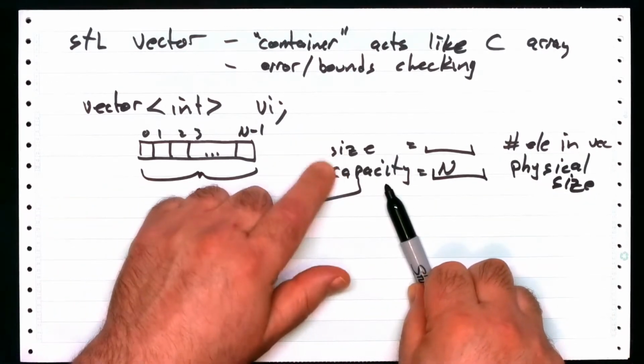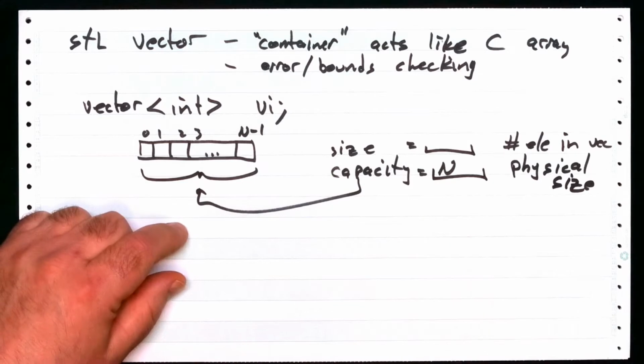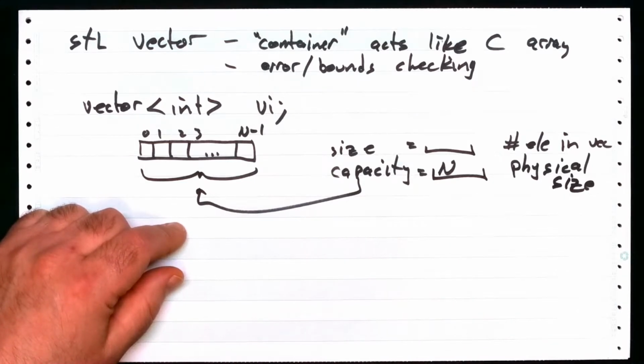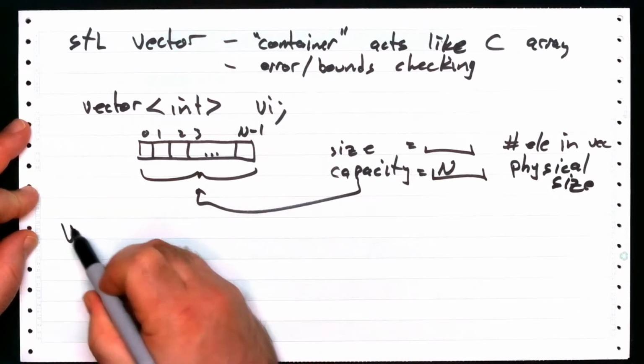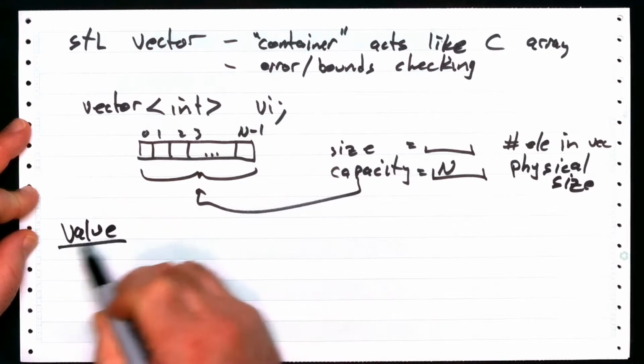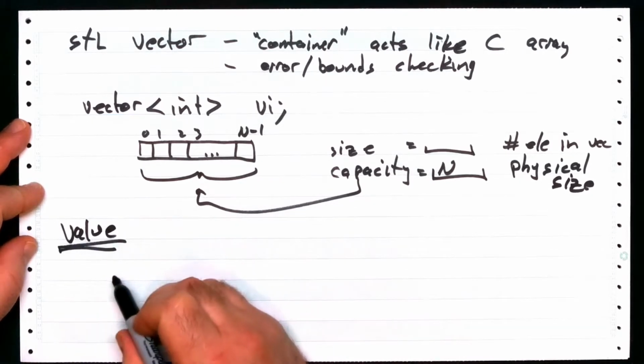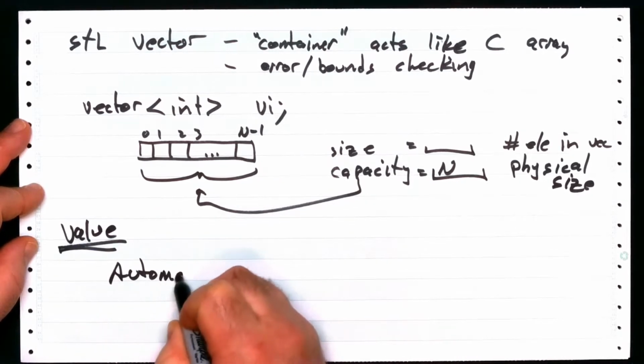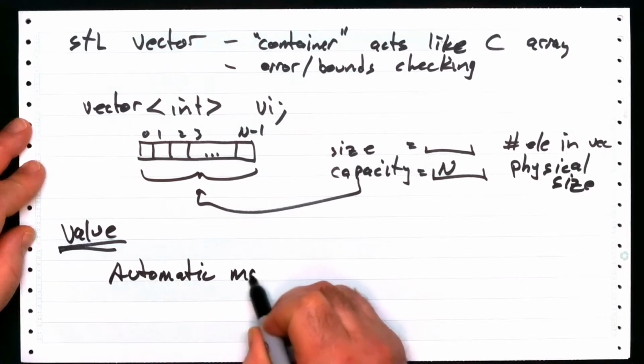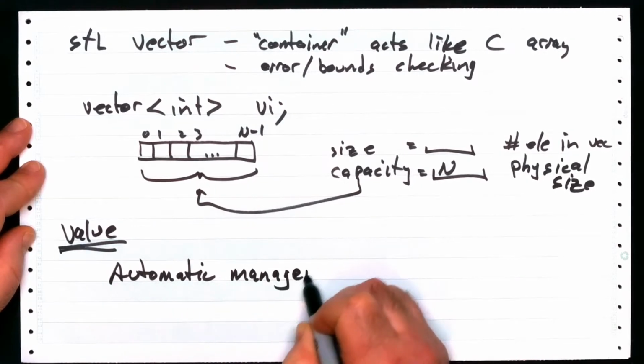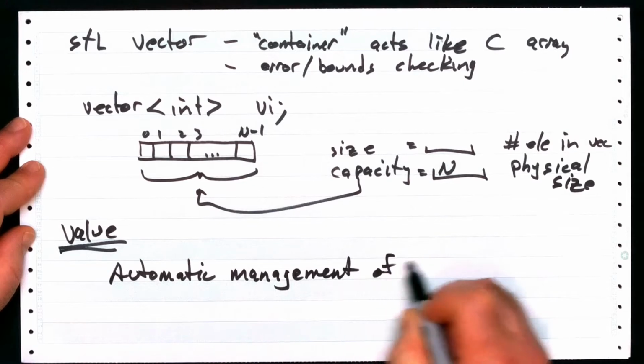And we're going to see these come up when we look at some sample code, all right? So the overall value of a vector over a regular C array is that it provides the automatic management of the size and the capacity of an array that's buried inside of this template class.